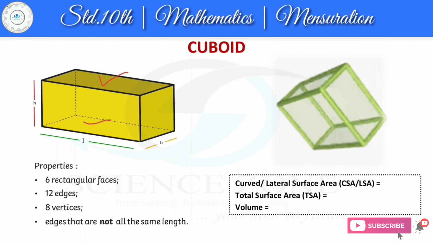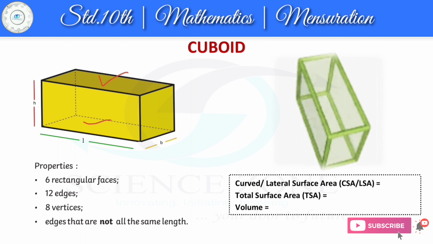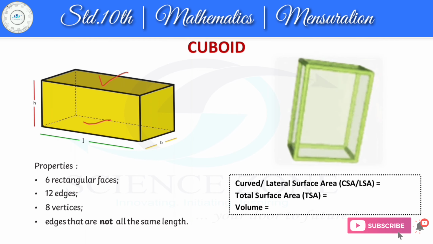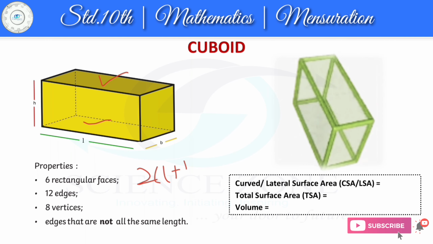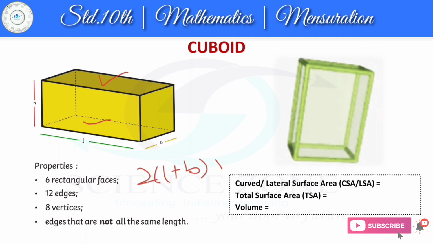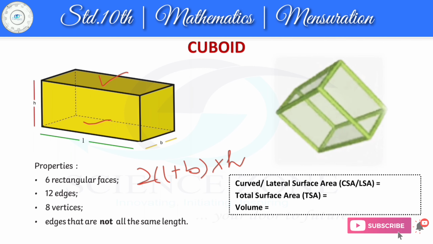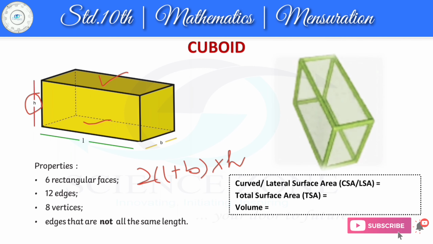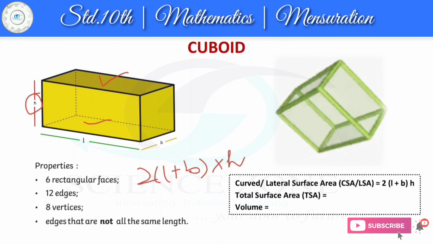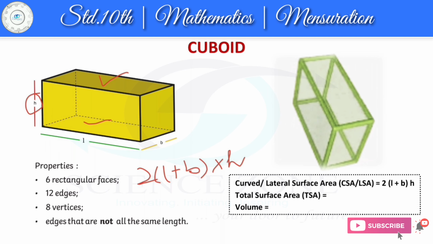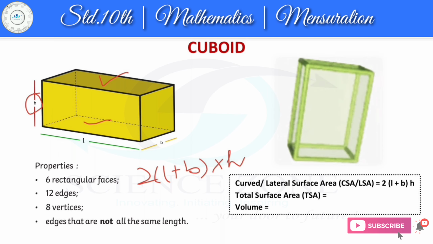What is the base? The base is a rectangle and the formula for perimeter of rectangle is twice L plus B. We have to multiply it with the height. The height of the cuboid is H. So the formula for curved surface area of cuboid is 2 times (length plus breadth) into height.